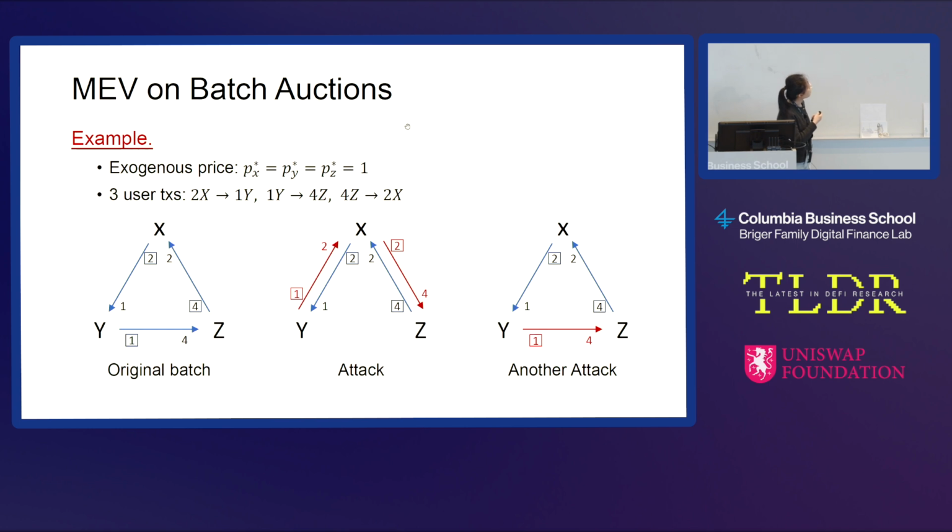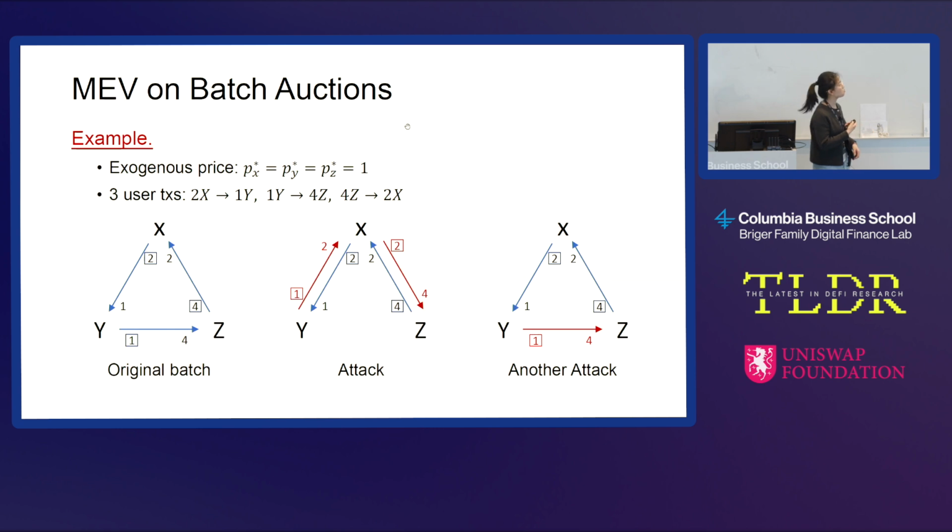And there are 3 user transactions. The first one is 2x for at least 1y, and 1y for at least 4z, and 4z for at least 2x. So we claim that if you collect these 3 transactions in a batch, then they will be executed as the figure shows. But as a mediator, if you want to make some profit, you can do it like this. You just ignore the Y to Z transaction and insert it into your own attacking transactions. And I claim that if you do this by collecting them in this batch, they will be executed as well.